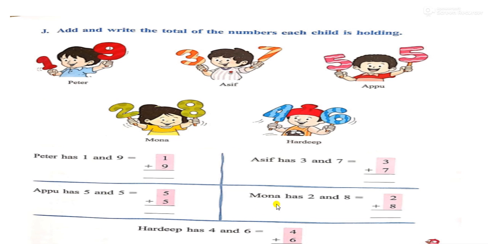The next one, Mona, has 2 and 8. So we have to add the numbers. 2 plus 8. What is the answer here? Yes, you have to count the numbers and write the answer. Then the last one, Hardip. Hardip has 4 and 6. Here also we have to add the numbers. 4 plus 6. Count the numbers and write the answers. Do it yourself.